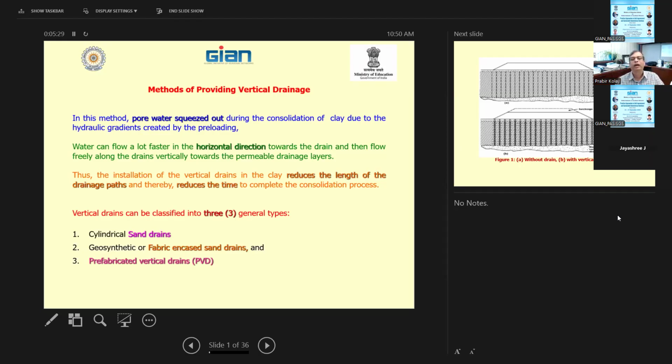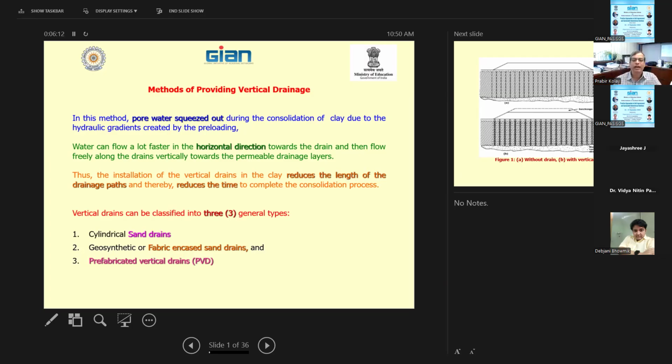As I mentioned earlier, the permeability of clay soil is very low, so consolidation takes time. It is a time-dependent phenomenon, and it is suitable only for clay type of soil because consolidation is the expulsion of water from the soil sample, correct? Now I'm going to talk about the methods of providing vertical drains. There are three methods you can use so that the rate of consolidation can be faster.